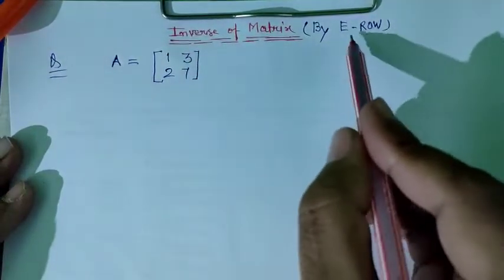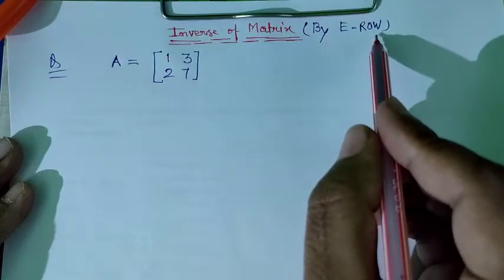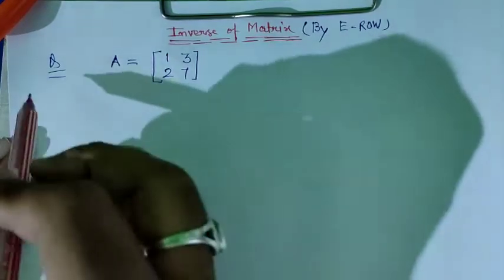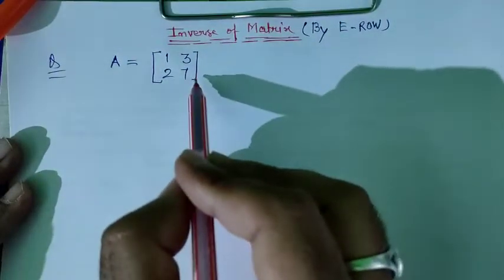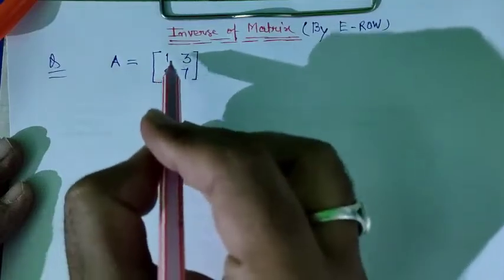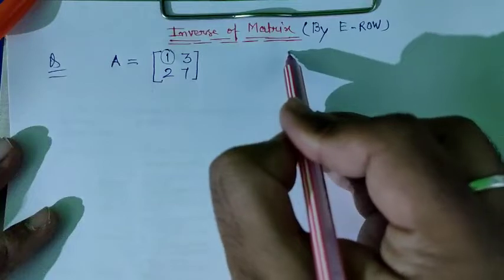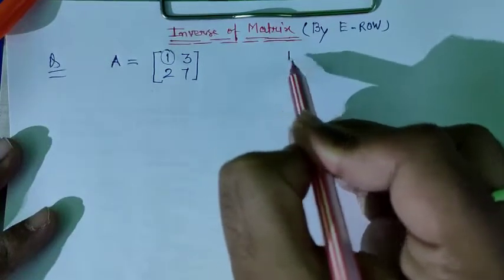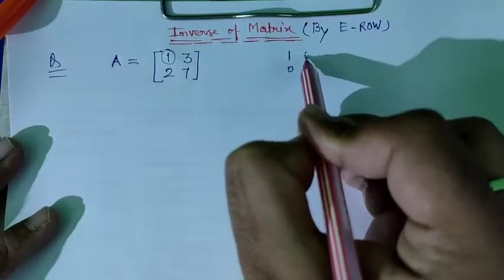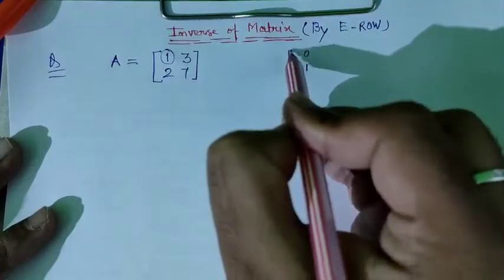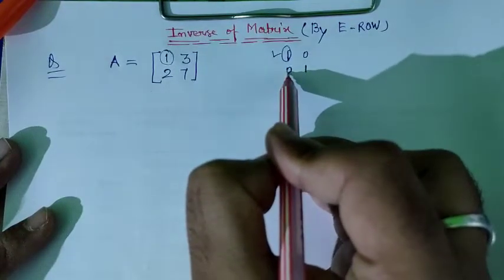Inverse of a matrix by elementary row transformation. In this question you will see we have elements 1 3 2 7. Now we are lucky here that the first element is already 1, so you must remember the trick I told you about, 1 0 1 and 0. So the first is already there. Now our target will be to make this 0.